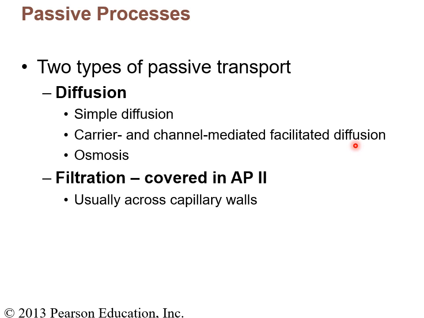The other type of simple diffusion is osmosis. And osmosis involves the movement of water. So we're going to talk about these a little bit more in more detail. But for now, you have diffusion, and filtration is driven by differences in hydrostatic pressure on two sides of a membrane, and we're going to cover this in A&P2. So just know that it is a passive process, but I'm not going to speak to it in any detail here.